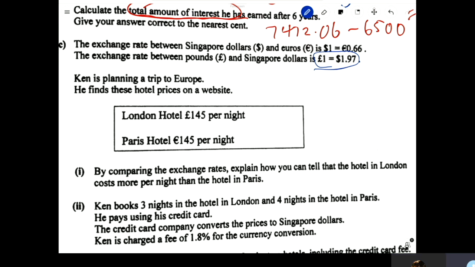We take 145 times 1.97, which gives Sing dollar 285.65. Yeah, how about this one?